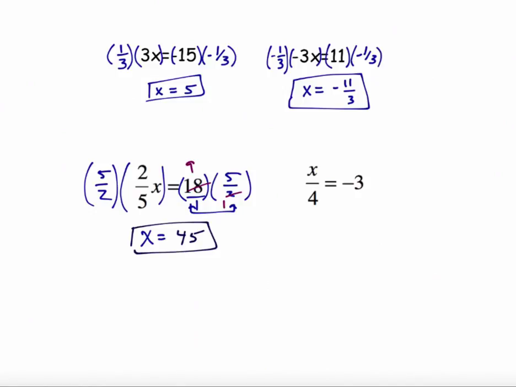Last example here. X over 4 equals negative 3. It's a little tricky. This is also x divided by 4. You can also think of this as 1/4 times x. Oh, in that case, the thing to do is definitely to multiply both sides of the equation by 4. We end up with our solution x equals negative 12.